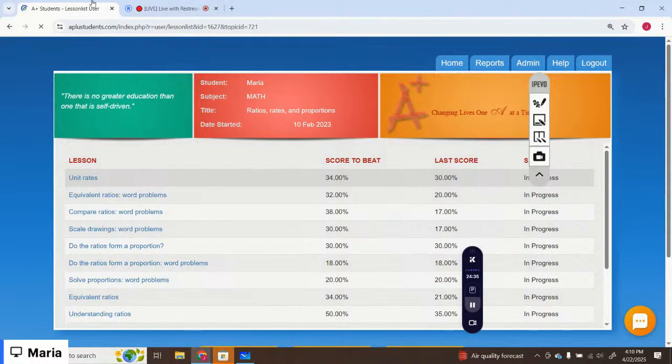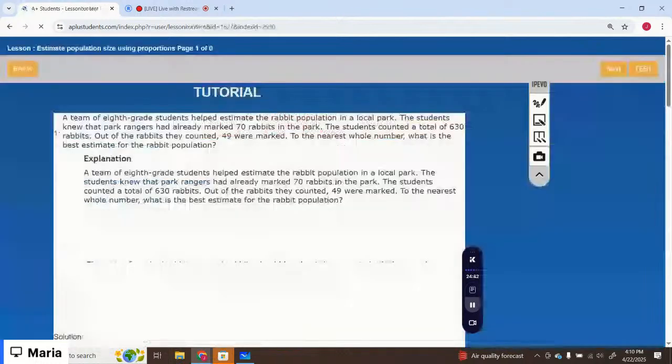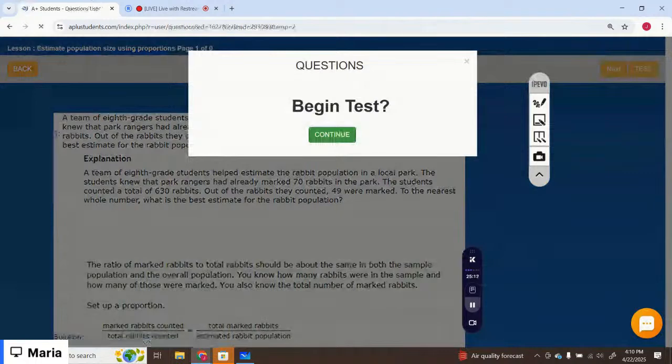The next lesson is estimate population using proportions. Let's just start with the test questions.